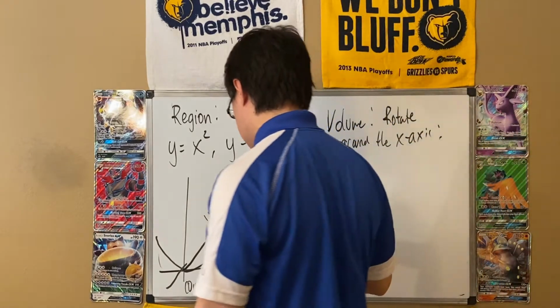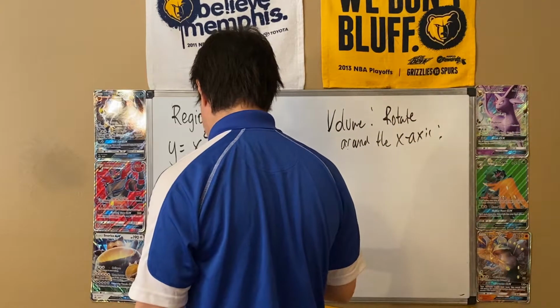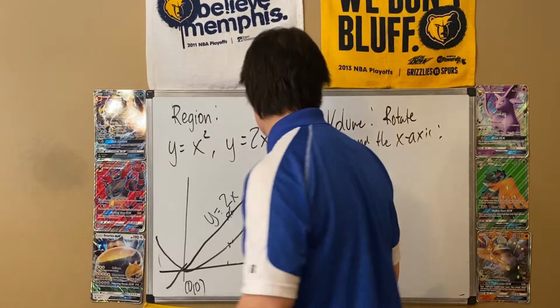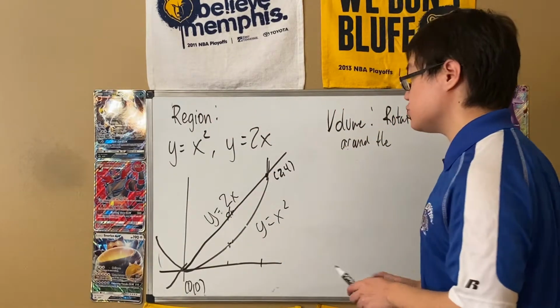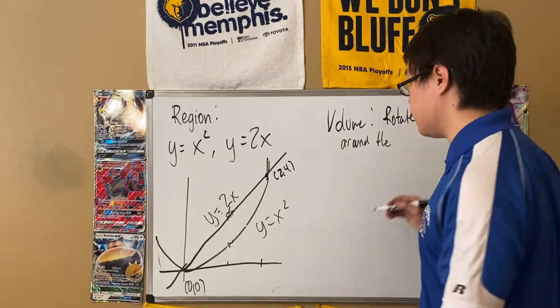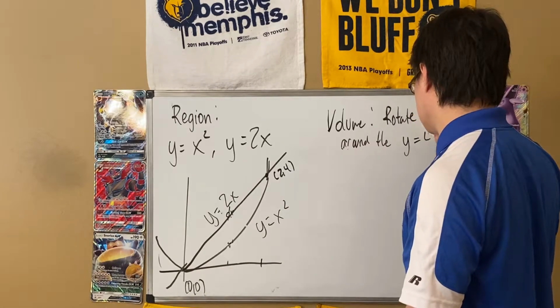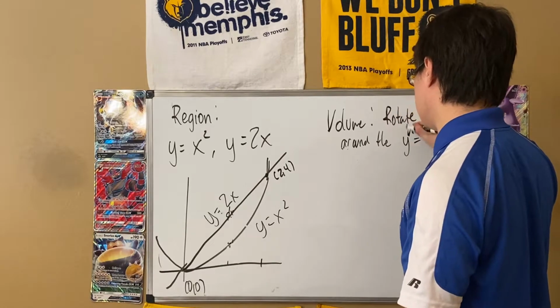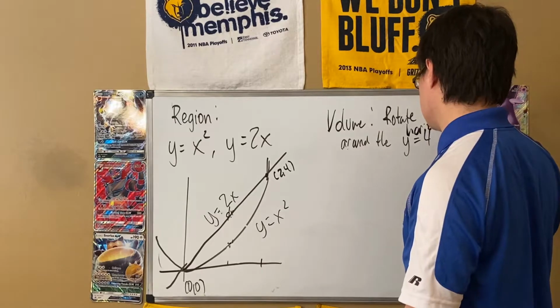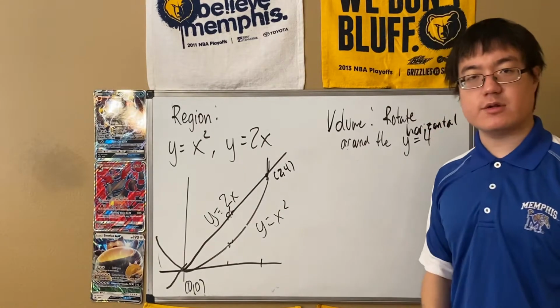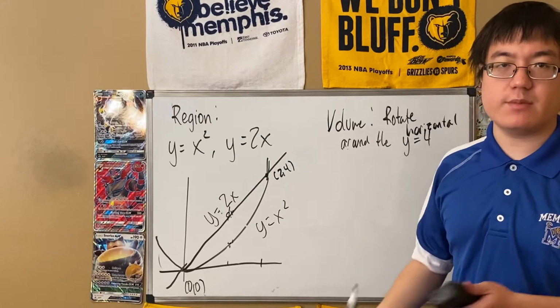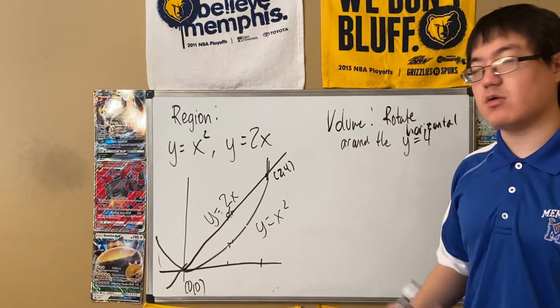And let's rotate. So I'm erasing this. Let's rotate, instead of around the x-axis, around the vertical line y is equal to 4. So this is not a vertical line, a horizontal line actually. Sorry about that, but it's the horizontal line y is equal to 4. Remember, y is equal to a number infers that it's going to be a horizontal line.